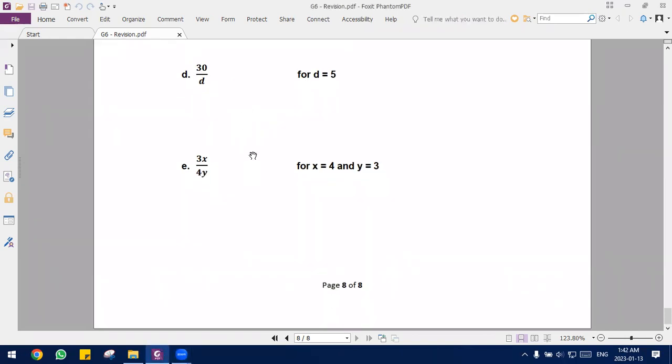Now the last question. I have 3 times x, which is 4. And then I have 4 times y, which is 3. Let me simplify them. 3 times 4 is 12. And down here we have 4 times 3 is 12. Can we simplify them? Yes, of course. 12 divided by 12 is 1. So this is how we solve expressions that have variables. We substitute the value of the variable and then we work out the answer.